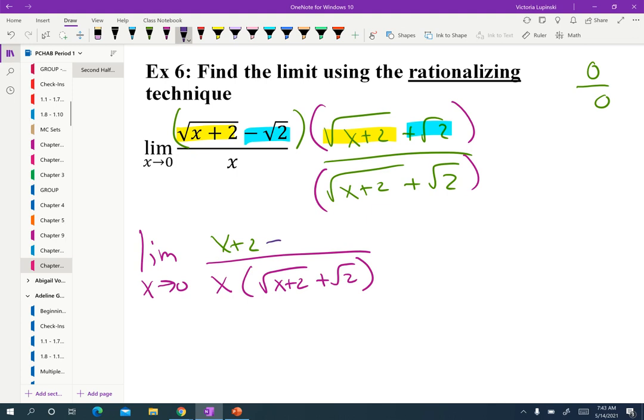A radical 2 times a radical 2 is a regular 2. Notice that the 2 and the negative 2 cancel. Notice that this x and this x will then cancel. So this is the limit as x goes to 0.